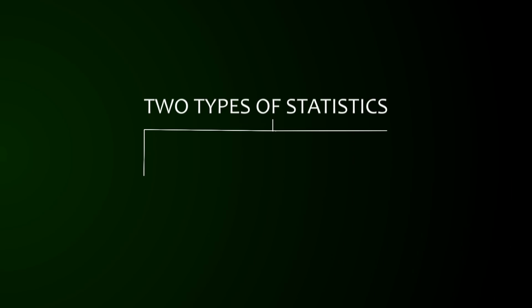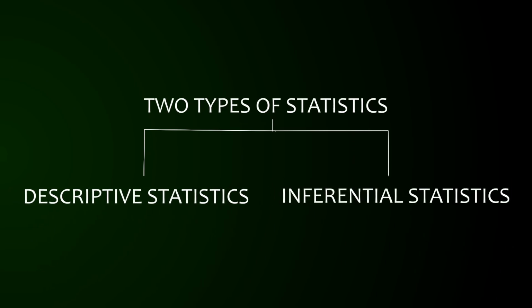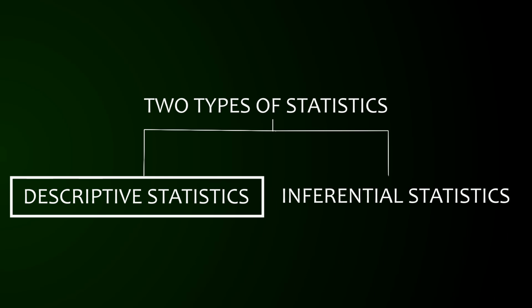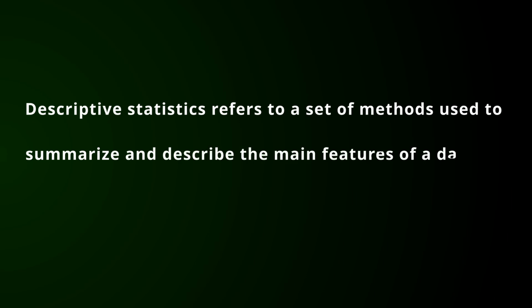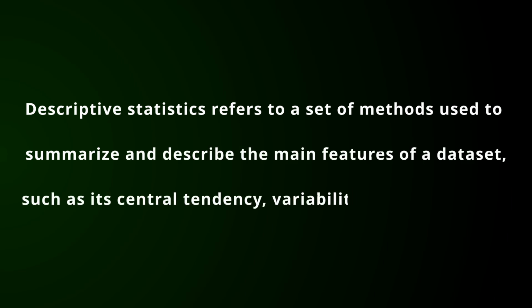Let's touch on some statistics concepts. There are two types of statistics that we have: descriptive statistics and inferential statistics. We'll begin with descriptive statistics. Descriptive statistics refer to a set of methods used to summarize and describe the main features of a data set, such as its central tendency, variability, and distribution. Measures of central tendency, also known as summary statistics, are used to represent the center point or a particular value in a data set or a sample set.